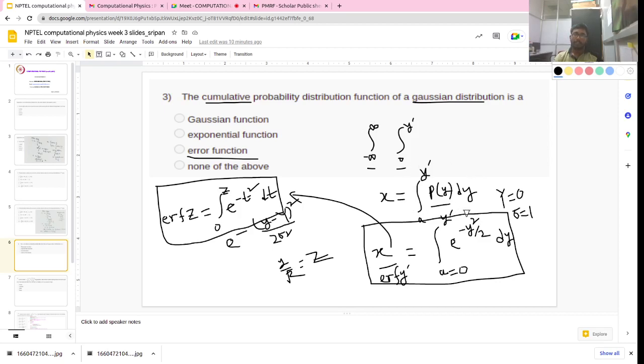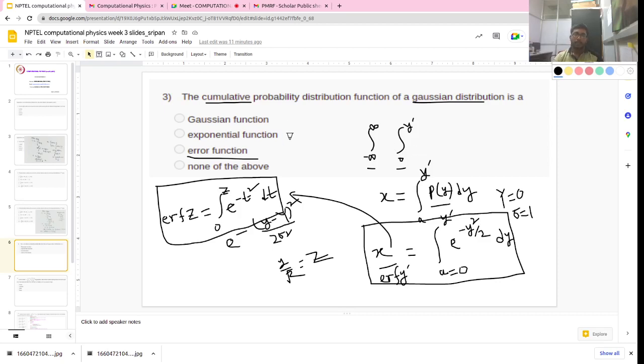So the normalization condition is true when the upper and lower limits are convenient for that particular distribution. For a Gaussian distribution, this will be minus infinity to plus infinity, not 0 to y prime. In this case, since it has not been mentioned, instead of minus infinity to plus infinity we will be considering a to b. So in that case, it will be an error function. Okay, thank you.